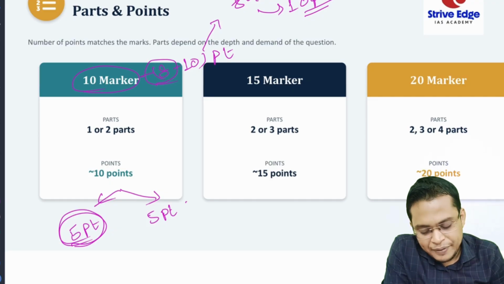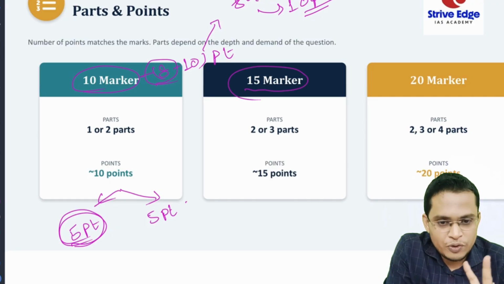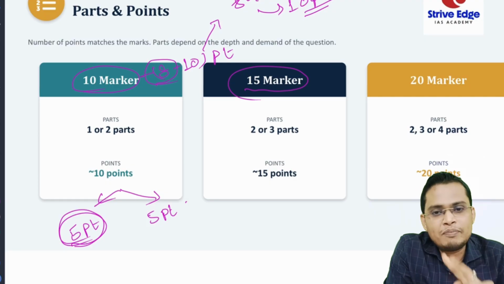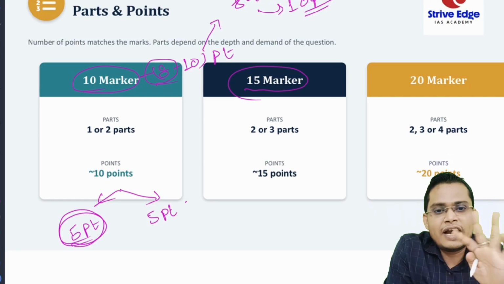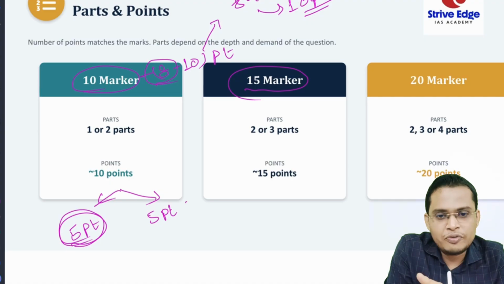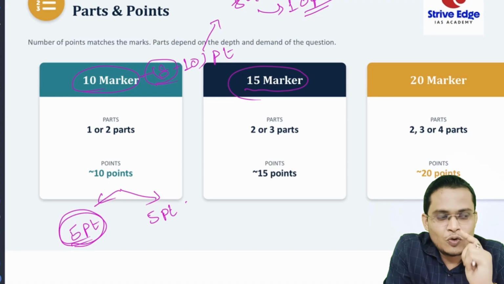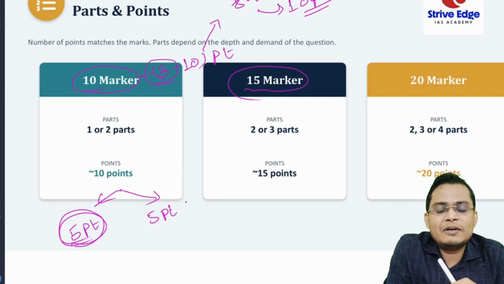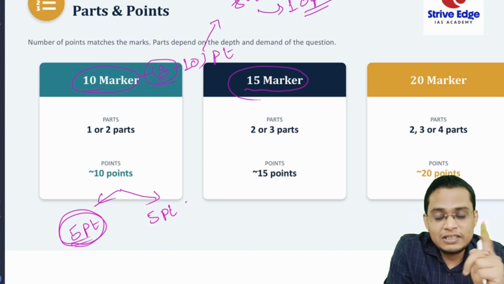Okay, in a 15 marker question, generally the question can be two parts, or it can be three parts. For example, what are the benefits, challenges and way forward. So it is three parts. Now first we have to discuss the benefits of it, then the challenges of it. Take one nation one election. The question can be what are the benefits of one nation one election, what are the challenges of it, and how we can overcome the challenges. So it is three parts.